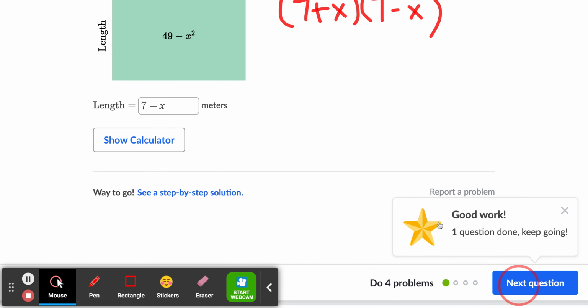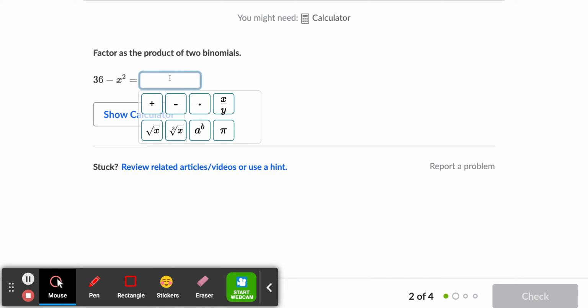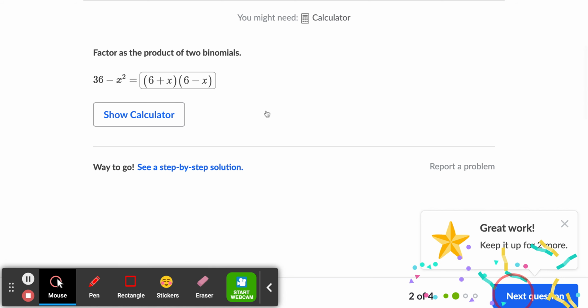Let's do 2 more here. Factor as the product of two binomials. Okay, so this one's a little bit simpler if you're following the pattern. Square root of 36 is 6. Square root of x squared is x. So then follow this pattern. 6 plus x times 6 minus x. Again, pause the video if you need. Distribute it to check. The middle term will cancel out. Okay. Let's do one more.